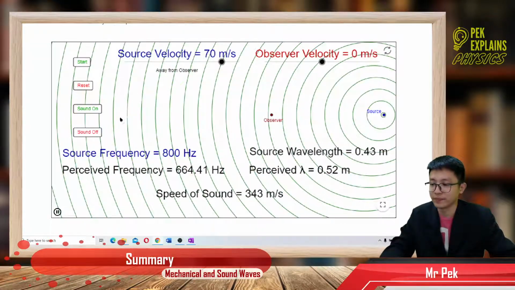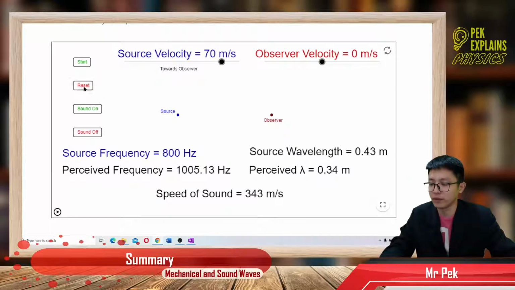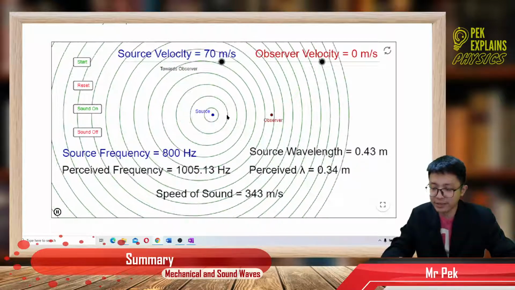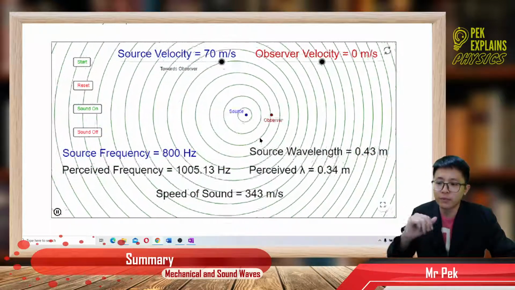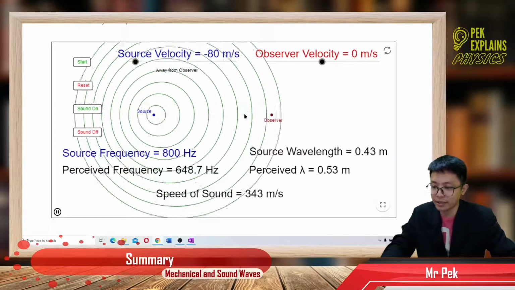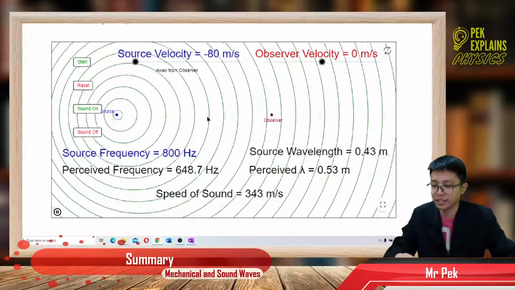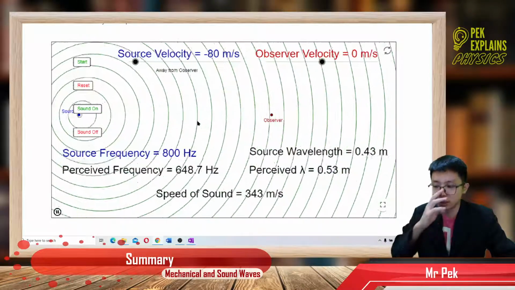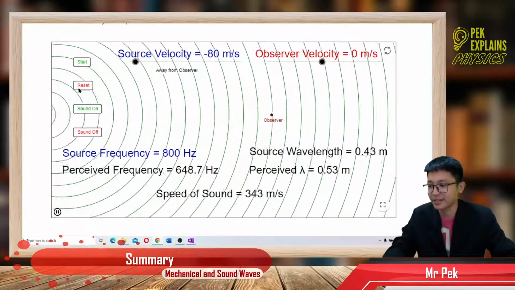Okay, good. Let's look at the wavelength again. Let's start. The source is moving towards the observer. You see, the wave here is compressed. When moving towards, the wave is compressed, the wavelength becomes smaller, the frequency becomes higher. Now, let's make it moving away from the observer. When moving away, what happened to the wavelength? You see that? The wavelength is longer. Expanded. And also the frequency is lower, but the wavelength is longer.